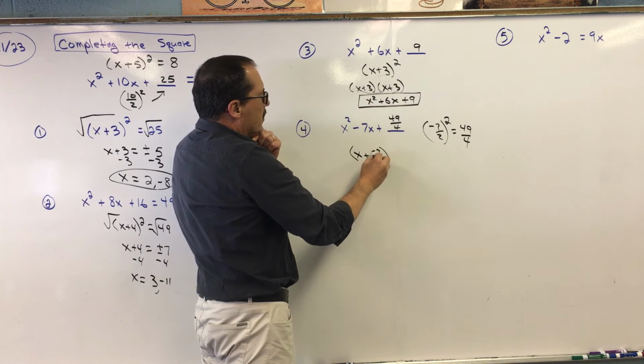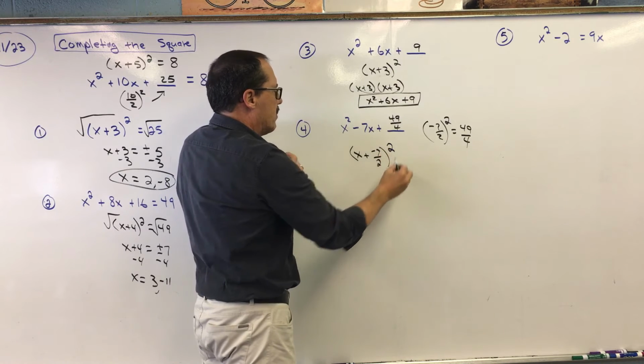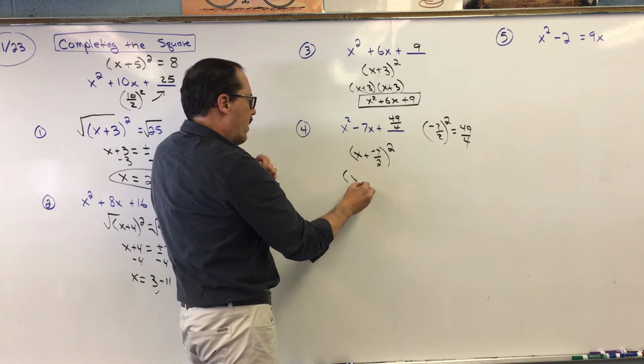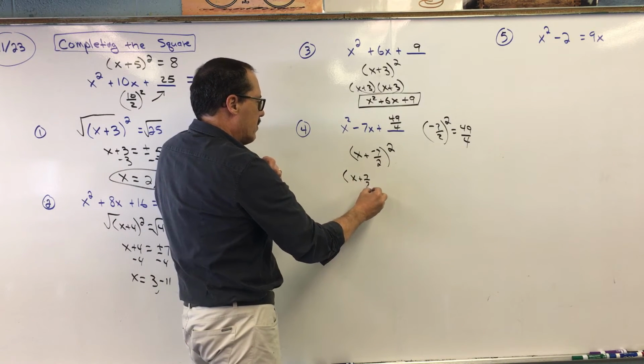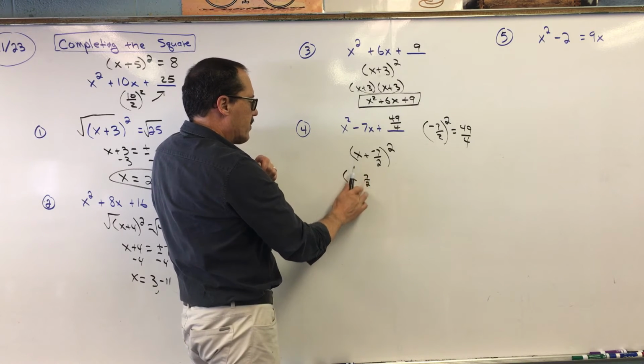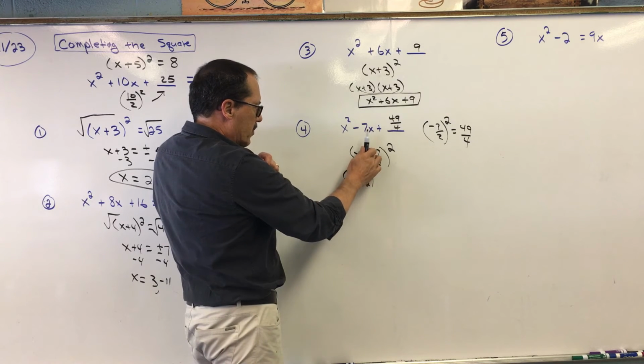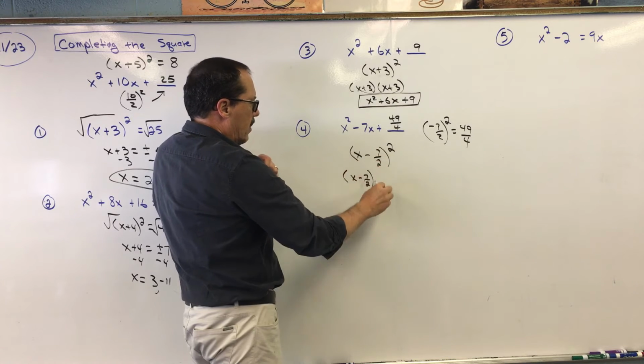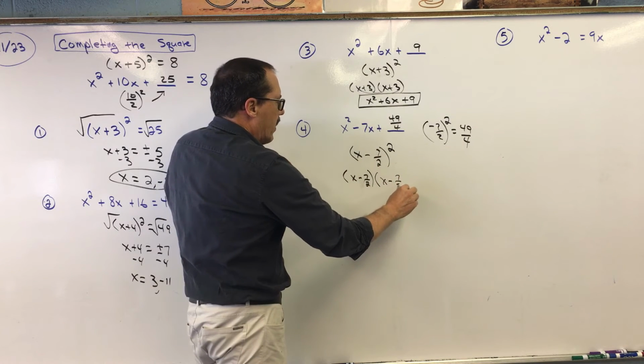So it would be x plus negative 7 halves squared. So that would be x plus 7 halves. Oh, I'm just going to make that into a minus. That makes it easier. So let's just make this into a minus, times x minus 7 halves.